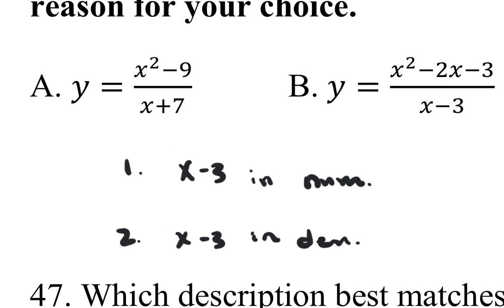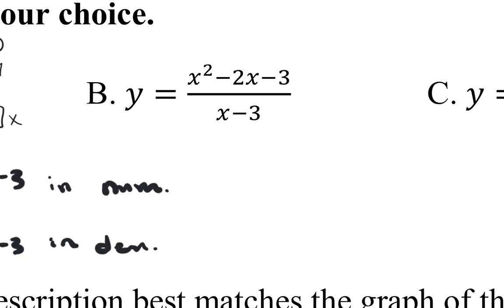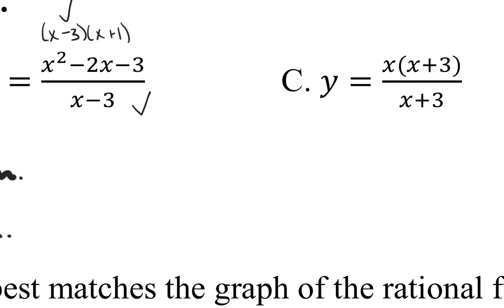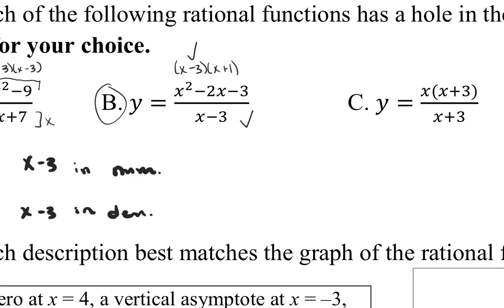So looking at this first part, we can factor this into (x plus 3)(x minus 3), just because it's a difference of squares, but this part will not. So therefore, we know that we can eliminate A. Moving on to the second part, we can factor this into (x minus 3)(x plus 1), which will give us that x minus 3 in the top, x minus 3 in the bottom, which means that B could be right, or that B is a correct answer.